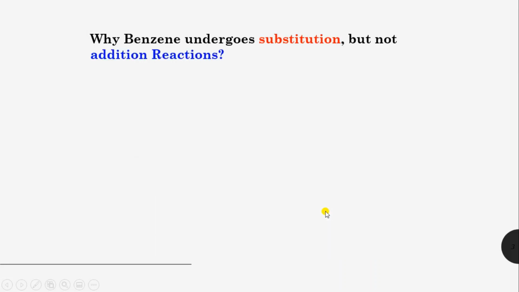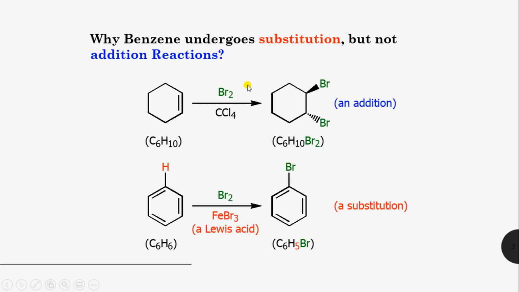As you can see on the second slide of the PowerPoint that I have provided, the question is why benzene undergoes substitution reactions instead of addition. You can see on slide number 3 that you have been given cyclohexene. If cyclohexene reacts with bromine in CCl4 as a solvent, what would happen? There will be an anti product, 1,2-dibromocyclohexane, produced.